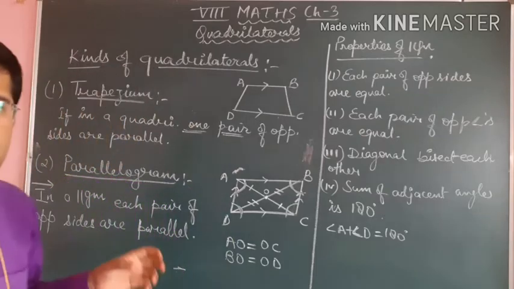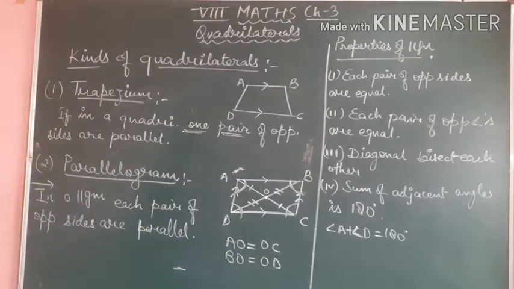Firstly you have to write these two quadrilaterals. The first one is the trapezium and the second one is the parallelogram. You may note that or take a screenshot of that. So I will proceed to the next.